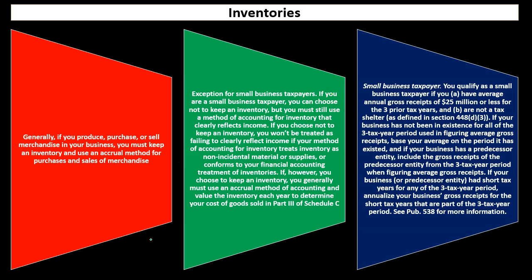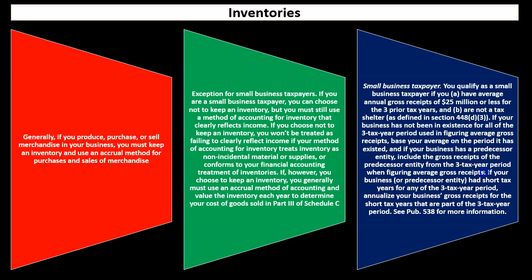Small business taxpayer. You qualify as a small business taxpayer if you A, have average annual gross receipts of $25 million or less for the 3 prior tax years, and B, are not a tax shelter as defined in Section 448(d)(3). If your business has not been in existence for all of the 3 tax year period used in figuring average gross receipts, base your average on the period it has existed. And if your business has a predecessor entity, include the gross receipts of the predecessor entity for the 3 tax year period when figuring average gross receipts.